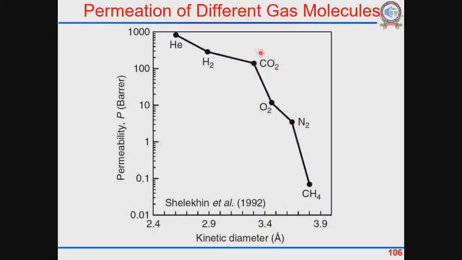But this is a linear molecule, whereas this is a tetrahedral molecule. Remember the carbon methane structure. So the effective diameter of the methane molecule is larger than the linear molecule carbon dioxide. So carbon dioxide will diffuse faster than methane. So it is essentially by size, but also the shape of the molecule has to be taken into account.